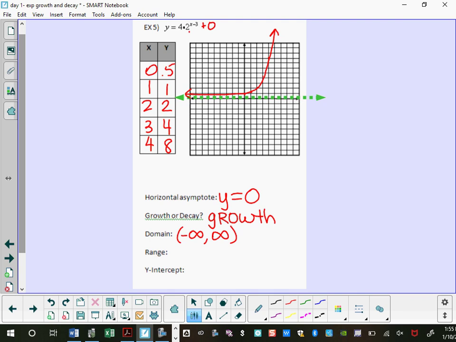Alright, so your range. You start from the bottom. If I start from the bottom, where am I starting? Where's my graph starting? What's my asymptote? So even though we graphed 0.5, if I were to go lower, I would have points all the way closer to my asymptote. I would just never actually touch it. So my range is from my asymptote, which is 0, and I go up to where? Infinity.